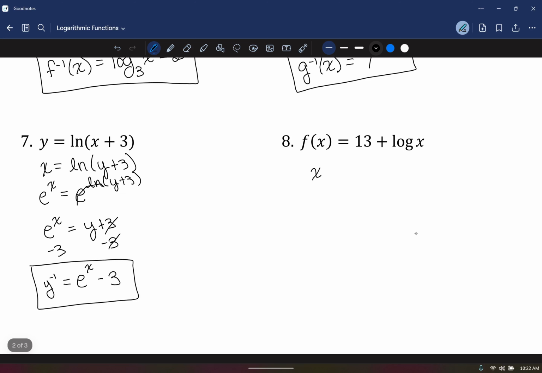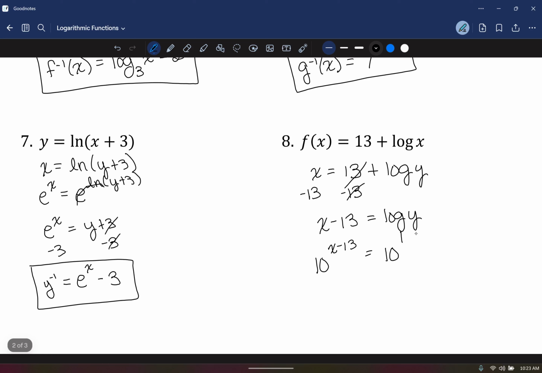So number 8, let's switch our x and y. All right, we should notice right off the bat, my log y is not isolated. I need to move this 13, so I'm going to subtract 13. Now I can get rid of that log, and since there's no number in the base, we know that number is 10. So I have to take 10 and raise it to the left side, and 10 and raise it to the right side. So my 10 log base 10 cancels. Y is now alone. I started with f of x, so we'll have f inverse of x equals 10 to the x minus 13.